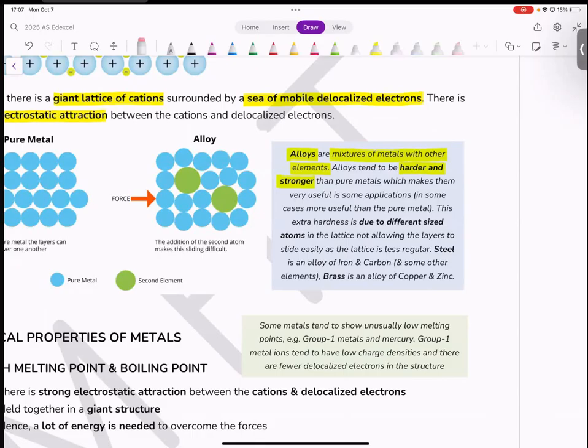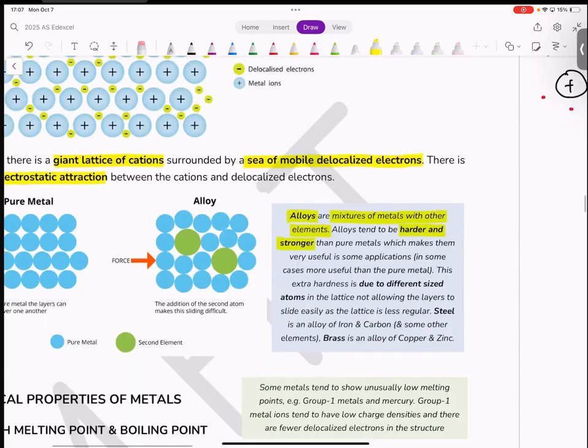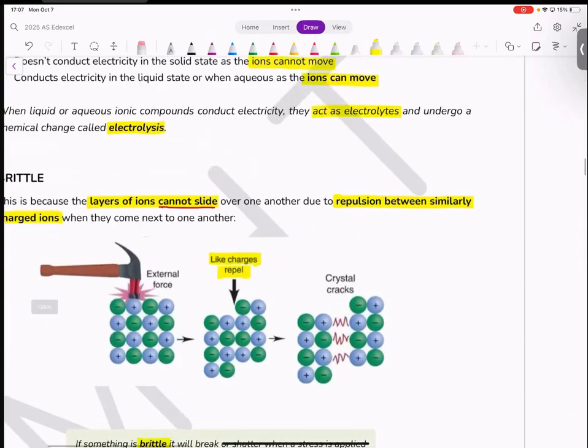So this extra hardness is due to the different sized atoms. These highlighted bold font points are what I would write in the exam. I can't just write a mark scheme in my notes, like about the sliding thing. That is what I would write in the exam.